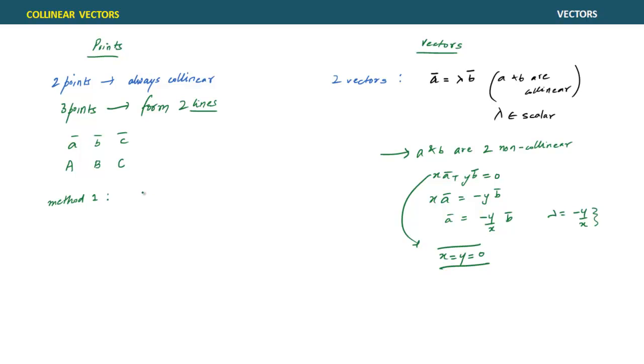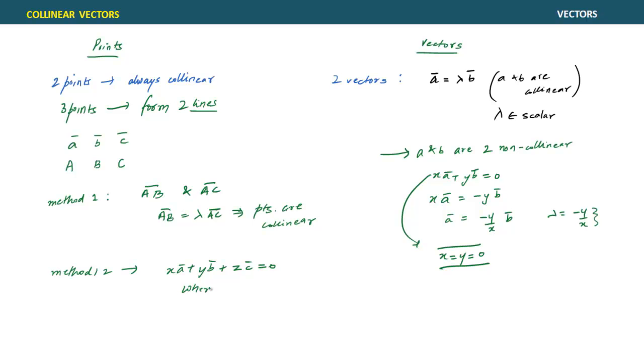Method one here is to form lines out of it. For example, you can form the AB vector and the AC vector. You can draw like this. And if the AB vector is equal to lambda times the AC vector, this implies the points are collinear. This is what you can do immediately. The other method that you can apply, without doing this particular activity, is that if you can express it as XA plus YB plus ZC is equal to 0, where X plus Y plus Z is equal to 0, then I can immediately say that A, B and C are collinear vectors or collinear points.